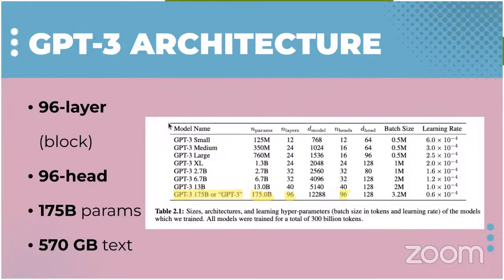So it was trained, the largest one, with 96 layers actually. It has 175 billion parameters, and it was pre-trained on 570 gig of text. So I said pre-trained, right? Maybe if you've done something, you know what pre-training is.